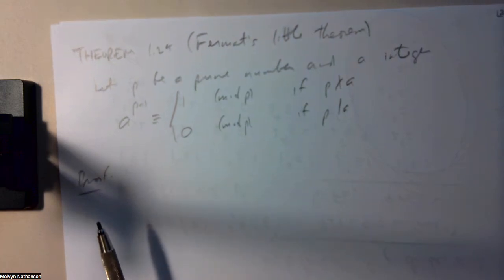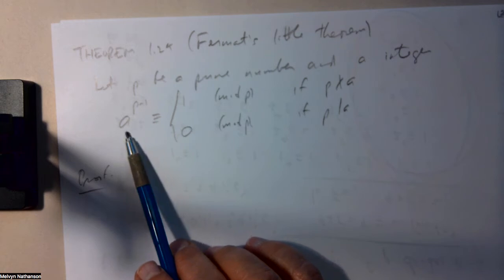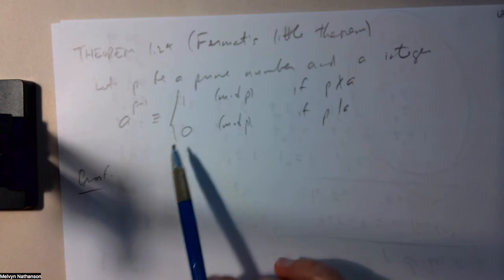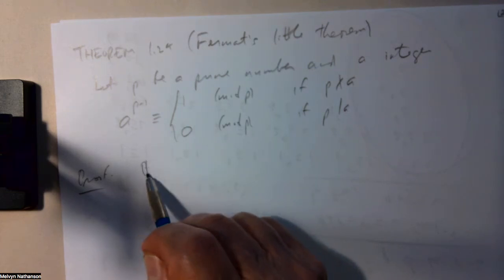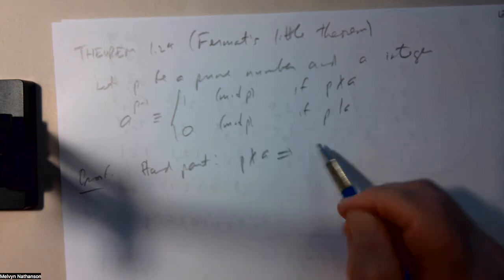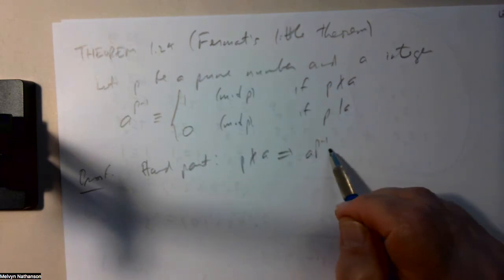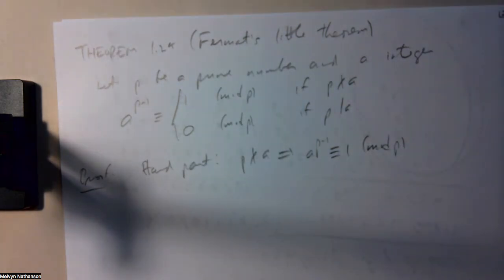Now, the second part is very easy to see, because if p divides a, every power of a also is a multiple of p, that is divisible by p, and so it will be 0 mod p. So the hard part is to prove that if p does not divide a, then a to the p minus 1 is always congruent to 1 mod p. So that's really the main part of this section of the text, the proof of this theorem. And the proof is very nice.